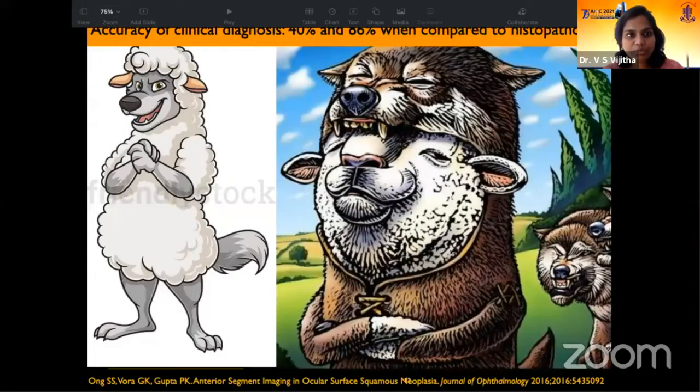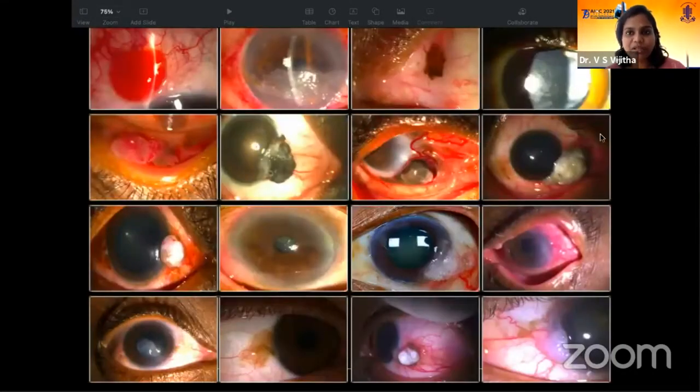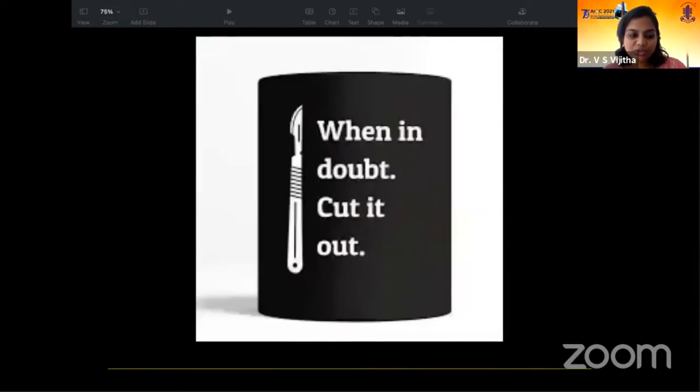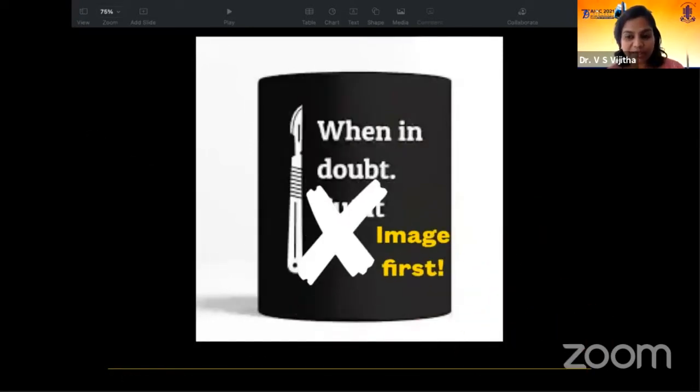So how do we know, based on clinical diagnosis, which is OSSN and which is not, when so many look similar? All of us are familiar with the adage that when in doubt, you cut it out. However, here we have the luxury of performing an imaging and obtaining an optical non-invasive biopsy.